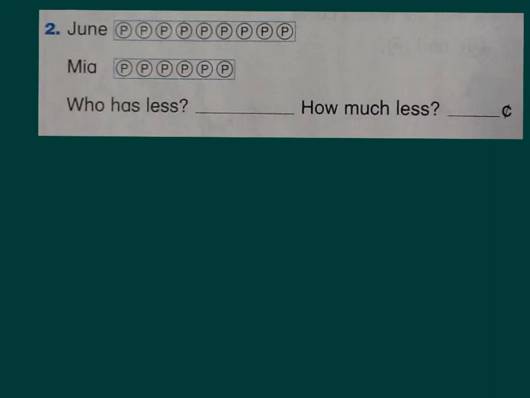Okay, now let's take a look at number 2. Everyone should have done it by now, so let's check our work. So again, this one was a little trickier because you need to be careful when you're asking that question. The question was who has less. So that answer is less instead of more. When we take a look at our picture here, we can determine that Mia does not have as many pennies as June does. So go ahead and check your answer and see if you have Mia there for number 2.